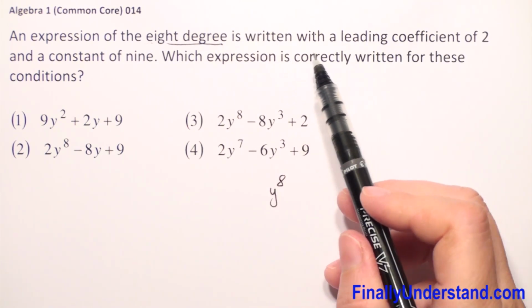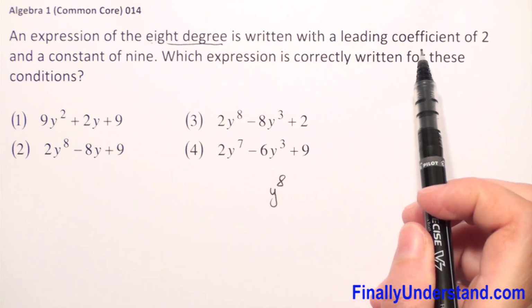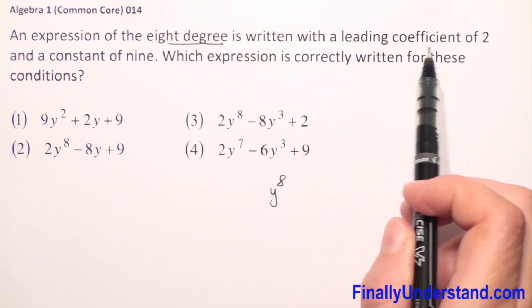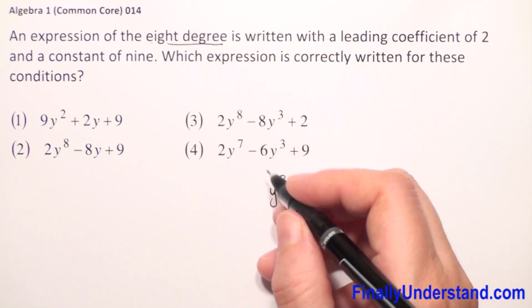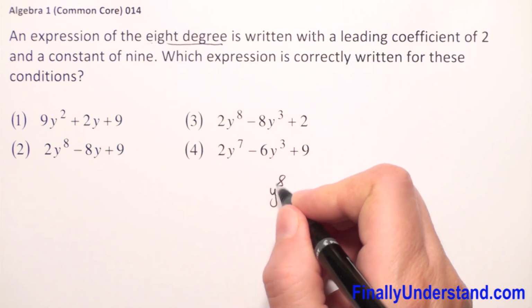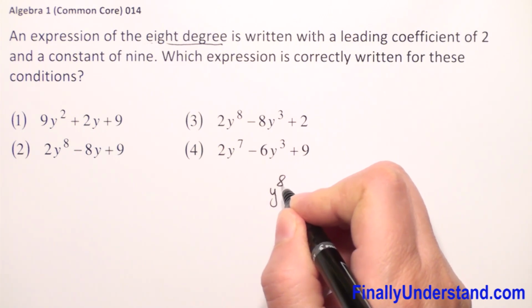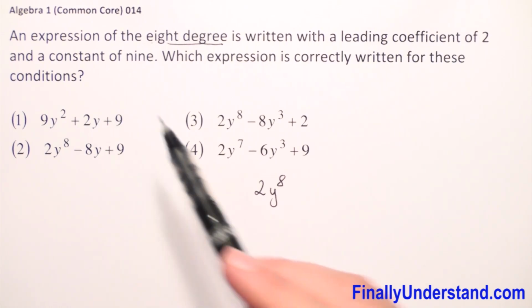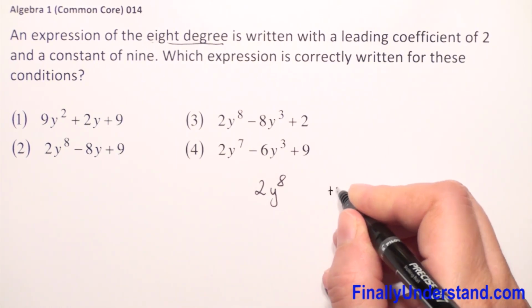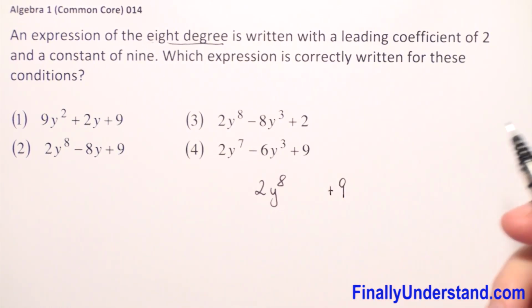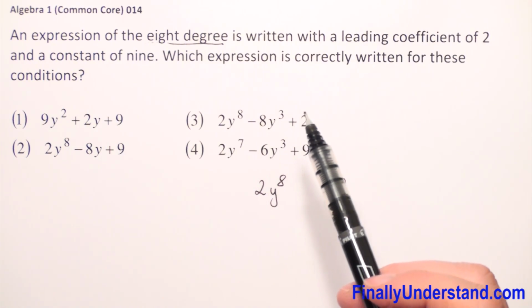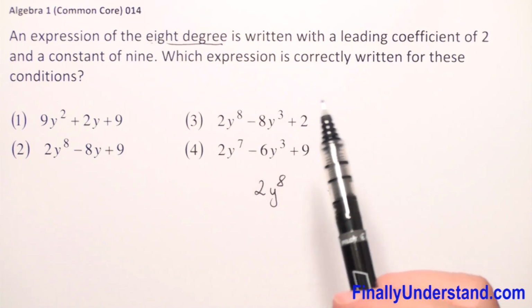What else we have is written with leading coefficient. Expression with 8 degree is written with leading coefficient of 2. So we have to have coefficient 2 before y to power 8. What else? We have constant of 9. So we have plus positive 9. And that's it. We have only that expression of 8 degree.